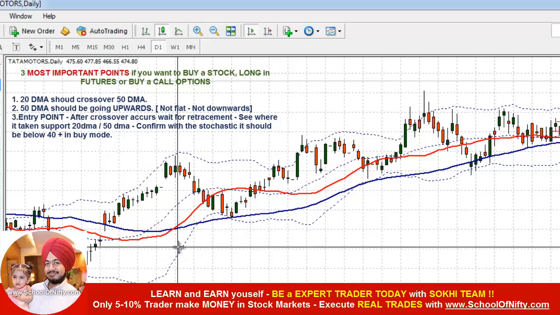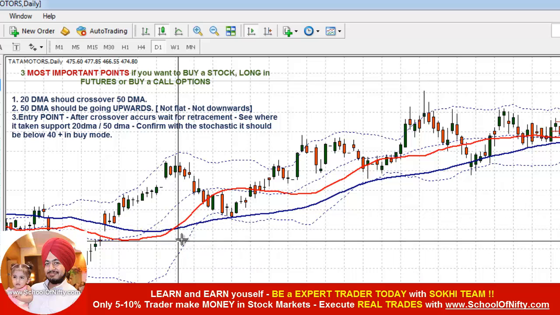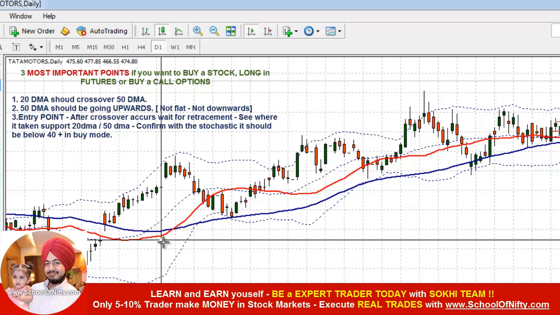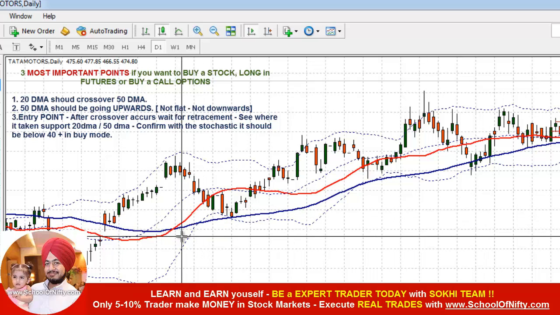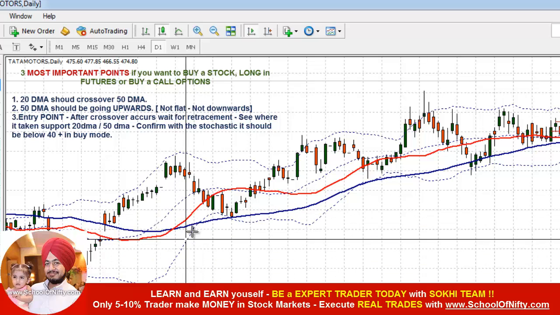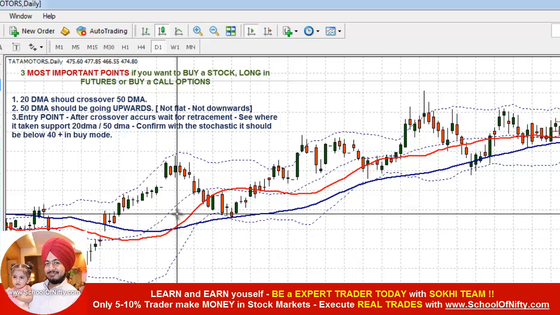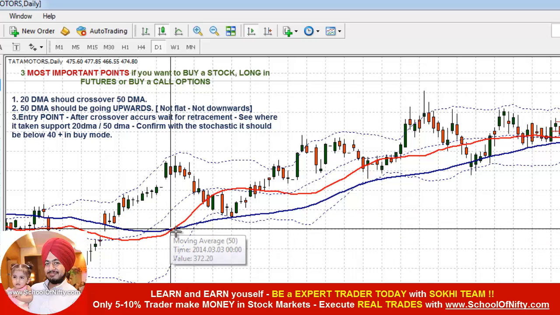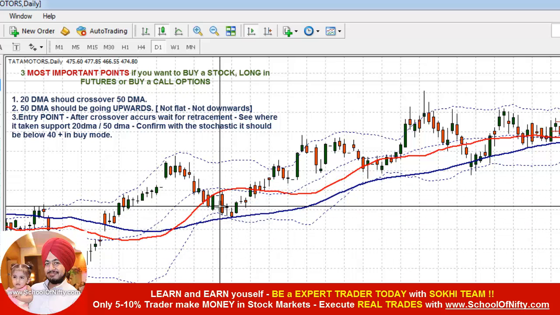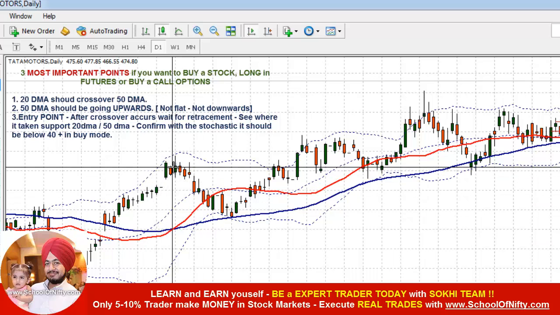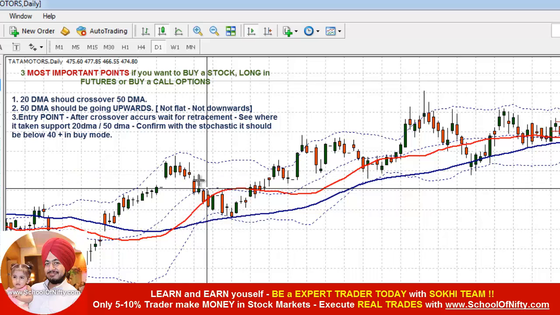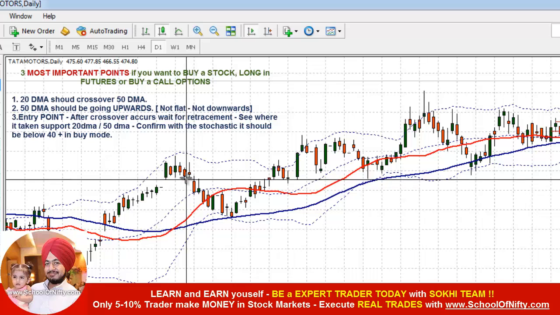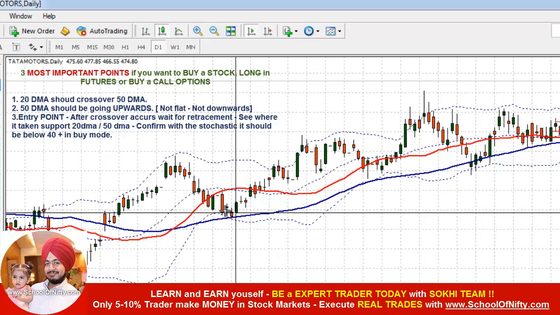Fine. And when the crossover occurs, it means now you have to look out for the right time to buy this stock. So when the crossover occurs, guys, normally never buy the stock. Don't buy the stock then. Wait for a retracement. Fine. You see, it had crossed over here, so if you had bought over here, it came down. So that's the wrong place to buy. You have to wait for retracement. So you see the stock retrace here.